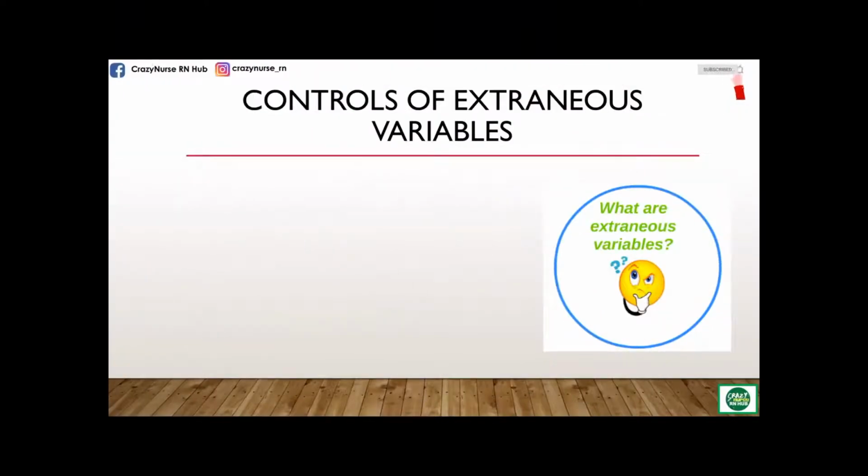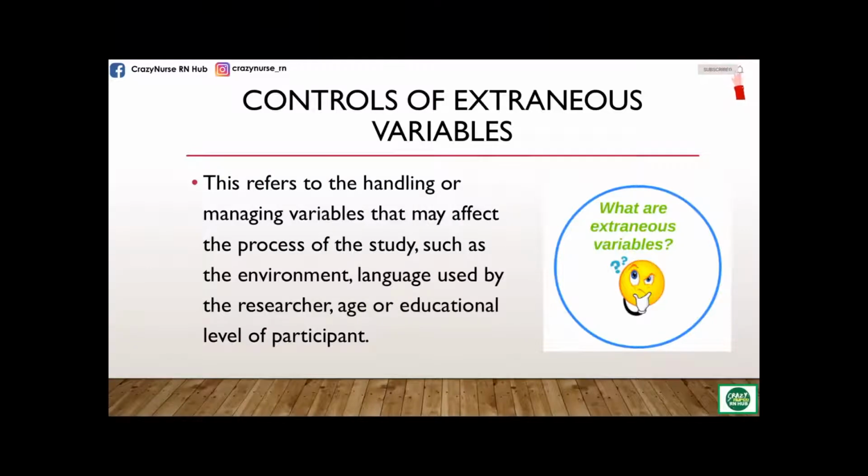Next element, we have controls for extraneous variables. This refers to the handling or managing of variables that may affect the process of the study, such as the environment, language used by the researcher, age or educational level of participants.